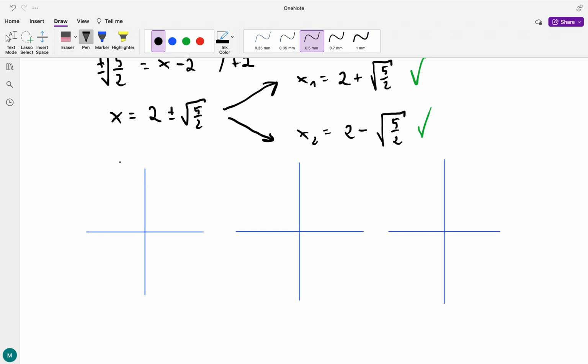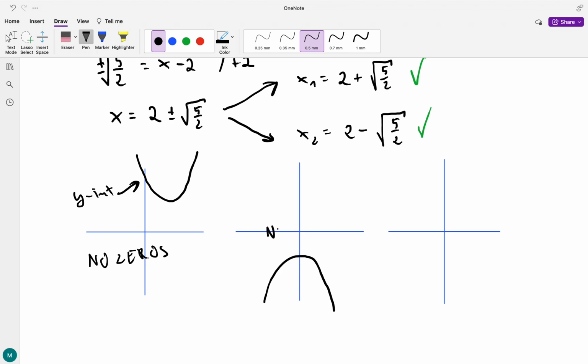First case is a parabola that opens up anywhere in the coordinate system that does not intersect the x-axis. We are not going to have any zeros. We are going to have a y-intercept, but no zeros. Second case is a parabola that opens downward on the y-axis. So it's moved down by a few units and also has no zeros.